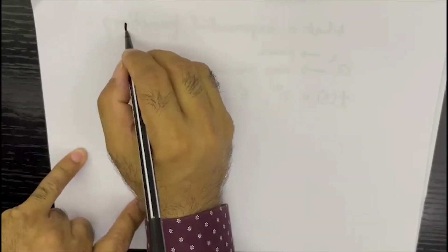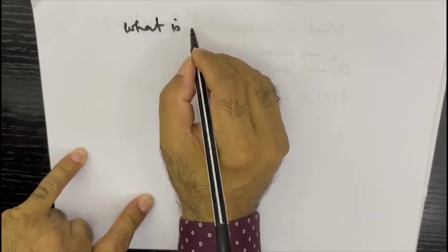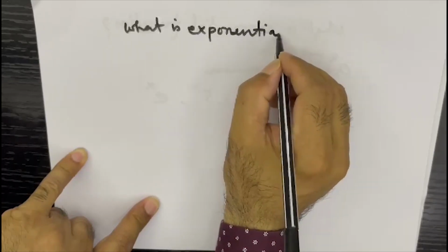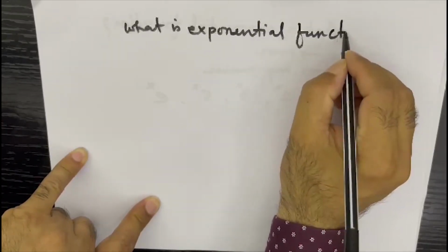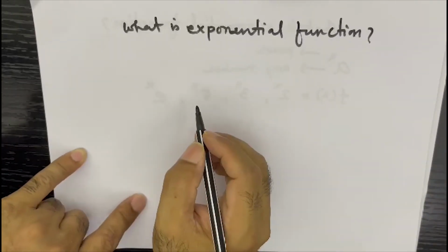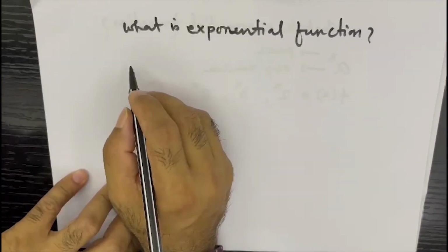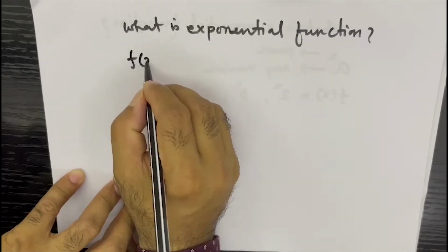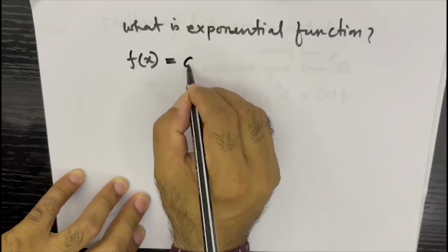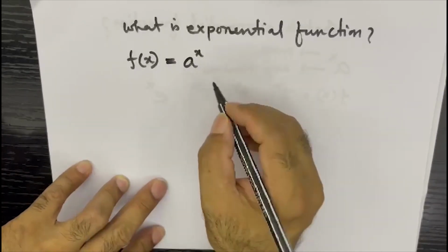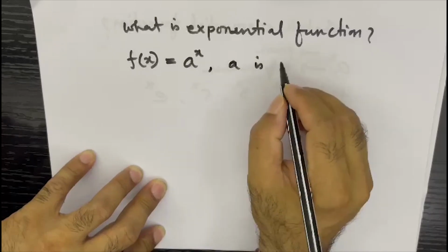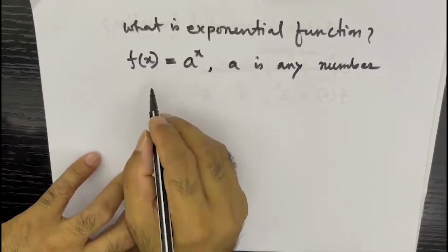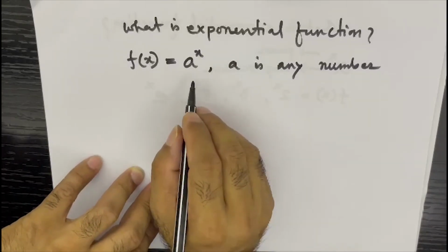What is an exponential function? Any number to the power x. If we write a function f of x equals a to the power x, where a is any number, we say this type of function is an exponential function.